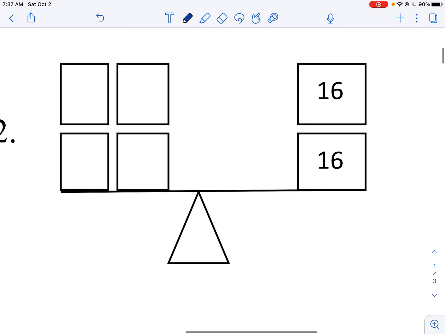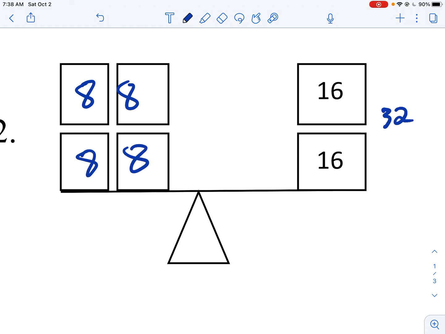Okay, so I look over here. This over here is worth 32. If I try and plug in a number on the left-hand side, it has to add up to 32. I have 4 boxes. So if I was to put 8 in each one of these boxes, because it has to be the same number, 8 plus 8 is 16, 8 plus 8 is 16, and it comes out to 32.